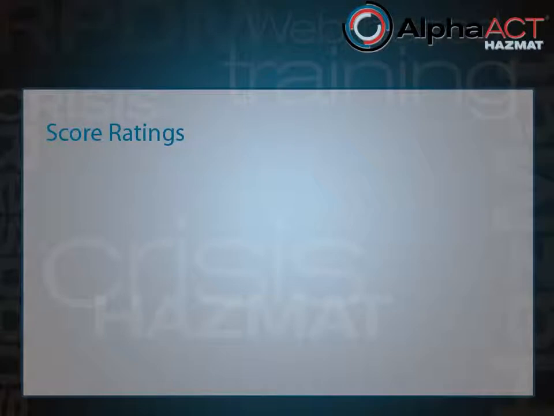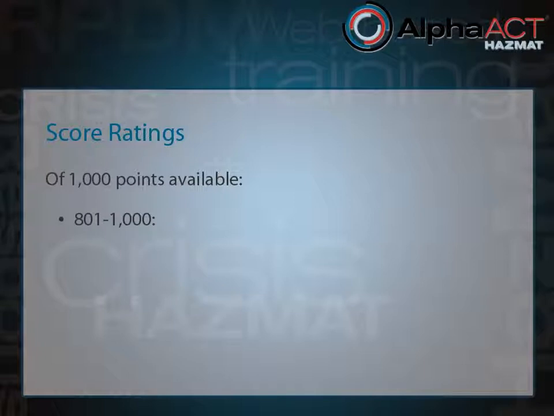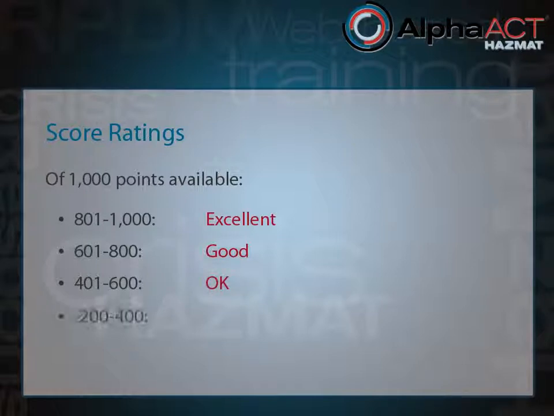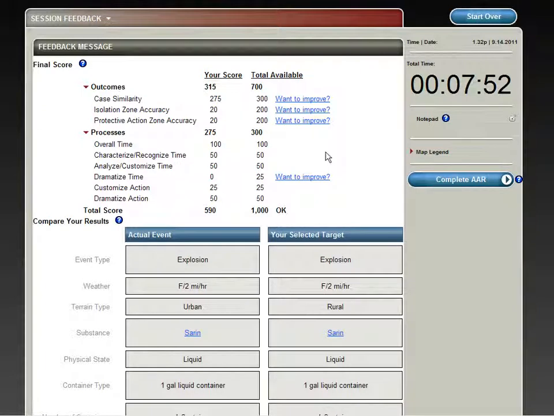Once your play of a scenario has been scored using the criteria we've just discussed, your total score is rated. Scores ranging from 801 points to 1,000 are rated as excellent. Scores from 601 points to 800 points are rated as good. Scores from 401 to 600 points are considered okay, and scores from negative 200 to a positive 400 points definitely need improvement. Once you've reviewed the session feedback page, you're done with the training scenario.